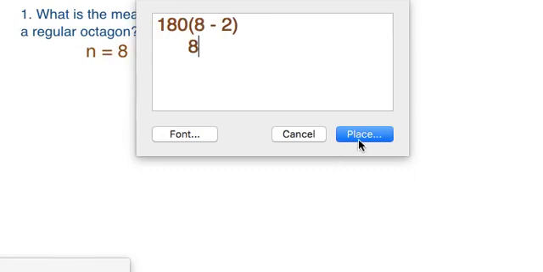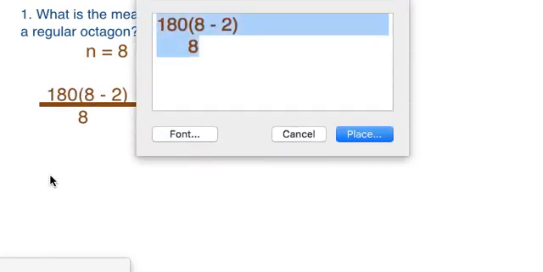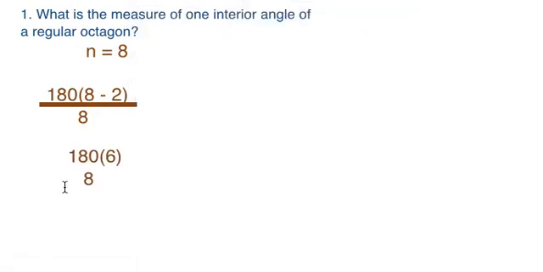And now I just have a pretty simple calculation to do, right? I've got my formula with the proper number plugged in. Let me put a little dividing line here so I can keep track of what I'm doing. And I just got to do the calculation. 8 minus 2 is 6. So let me write that in. 180 is now times 6, because I've calculated what 8 minus 2 is, something I learned a long time ago. And that's still all over 8, right? 180 times 6 over 8.